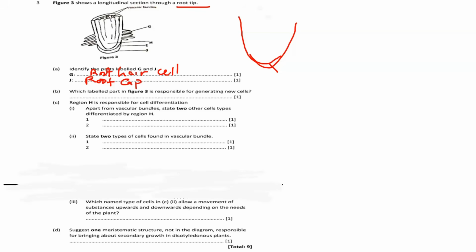Then the other question is, which labeled part in figure 3 is responsible for generating new cells? Now when you are looking at these parts, this is a root hair cell. Now here in this region, as in cell specialization, the cells are produced right in the region labeled I, and this is called the apical meristem. Okay, specifically root apical meristem. So meristem is just the growth center of, in this case, the root.